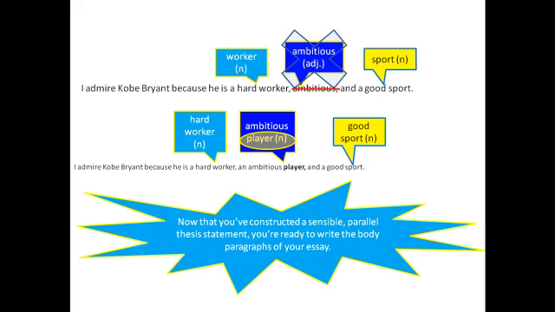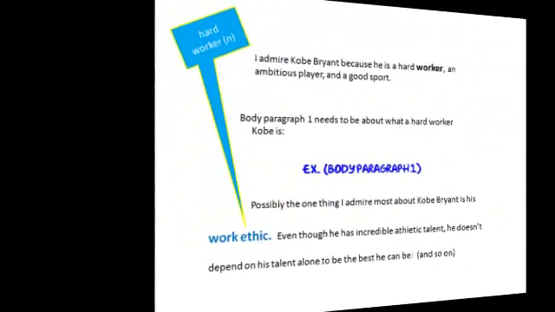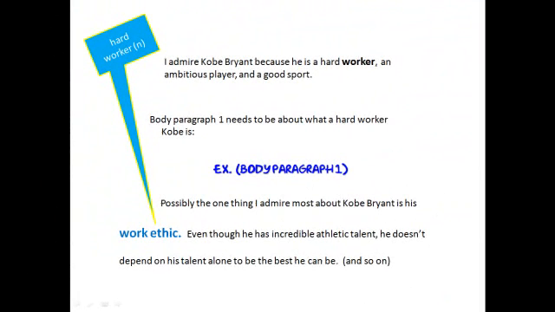Now that you've constructed a sensible parallel thesis statement, you're ready to write the body paragraphs of your essay. And we're going to look here at how the body paragraphs relate so closely to the thesis statement. Body paragraph 1. I admire Kobe Bryant because he is a hard worker, an ambitious player, and a good sport. That's our thesis statement, reiterated. So body paragraph 1 needs to be about what a hard worker Kobe is. It's the first thing mentioned in the thesis statement as a reason for your admiration.